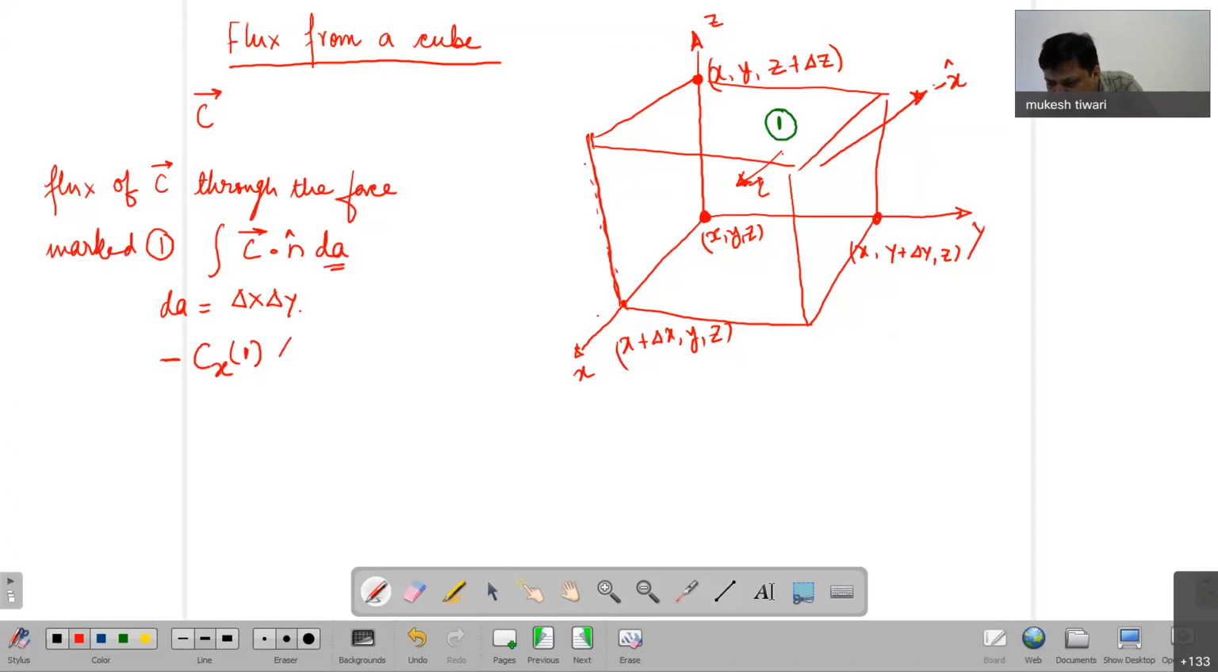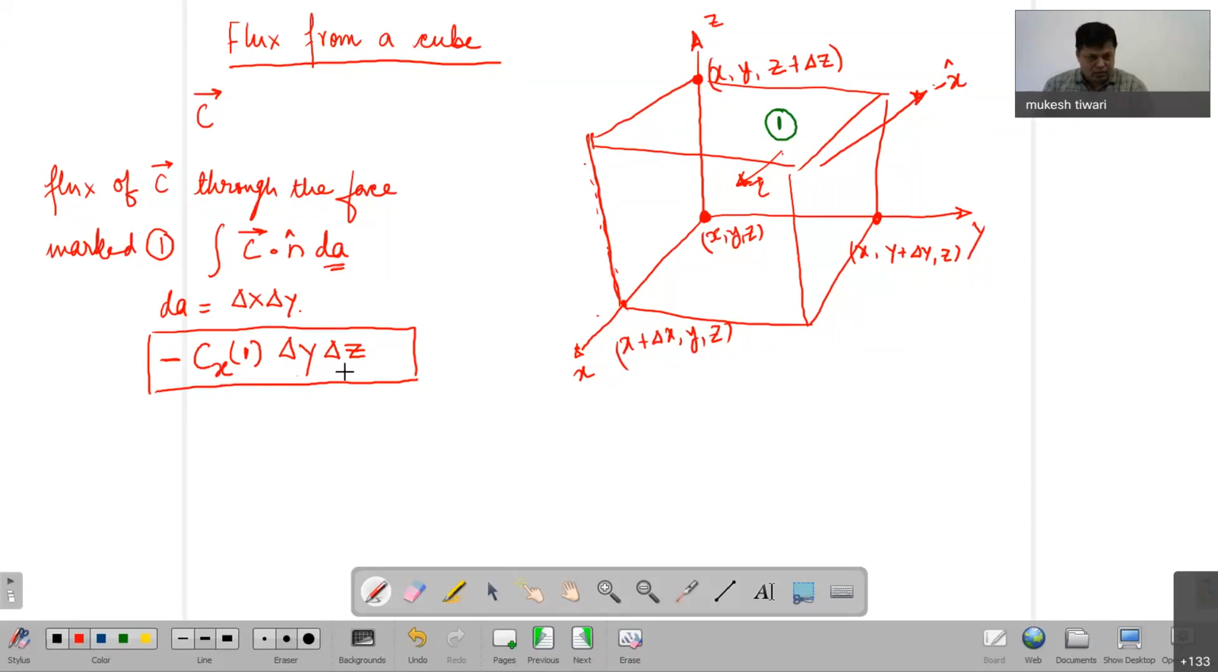And then what we will have is the flux through the face marked 1 would be given by the component of the vector field along the direction which is normal to the surface multiplied by the area of the surface. The negative, I'll repeat again, the negative comes because of the way the directions are. You have the dot product.